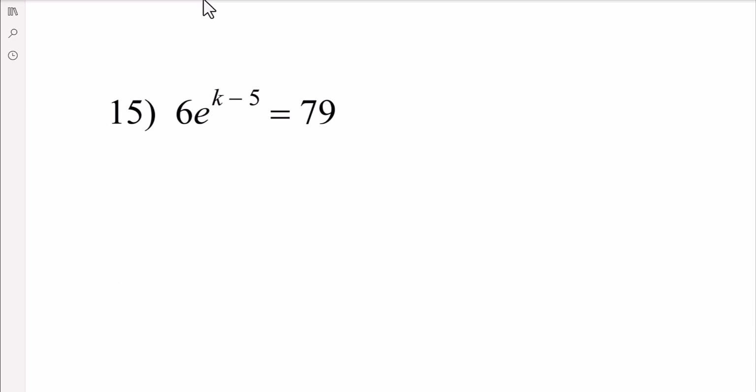Okay. This gets a little bit more complex. E to the k subtract 5, we have to get that by itself first. So we're going to divide both sides by 6. And when we divide both sides by 6, don't even worry about putting that into your calculator right now, because in a minute, that's not going to be a thing.